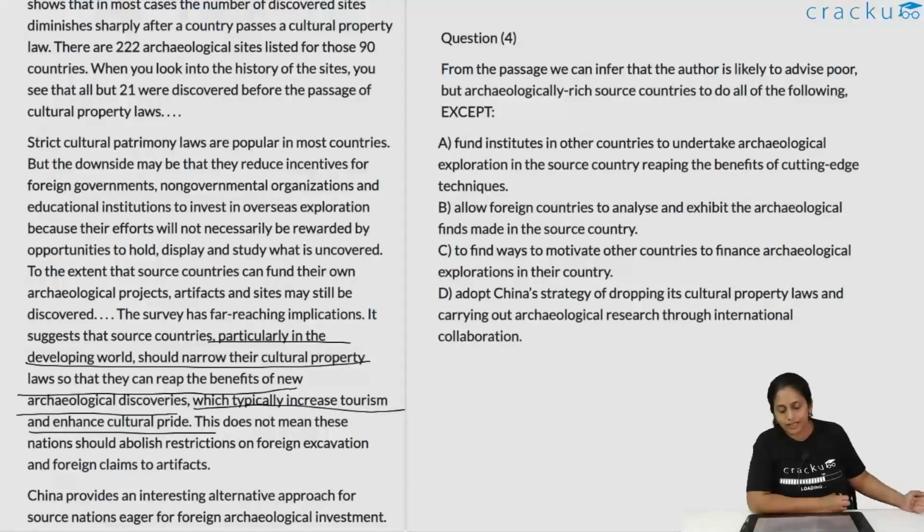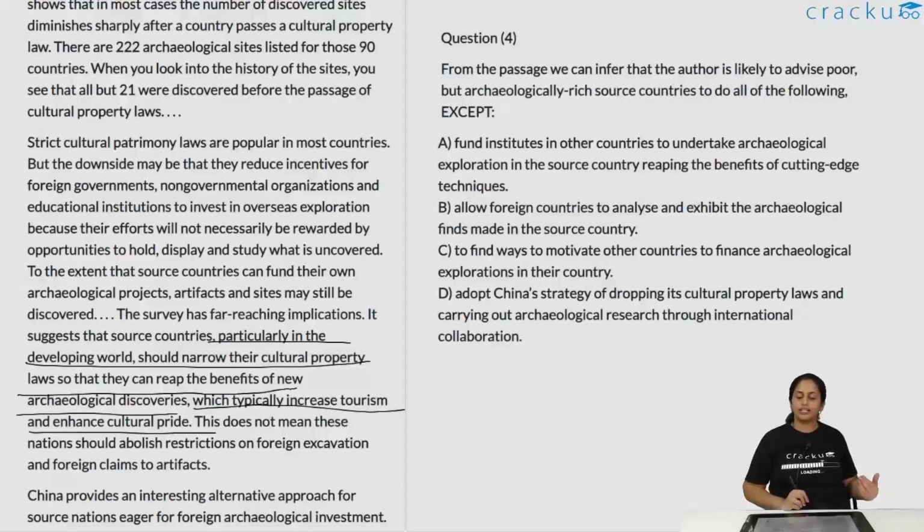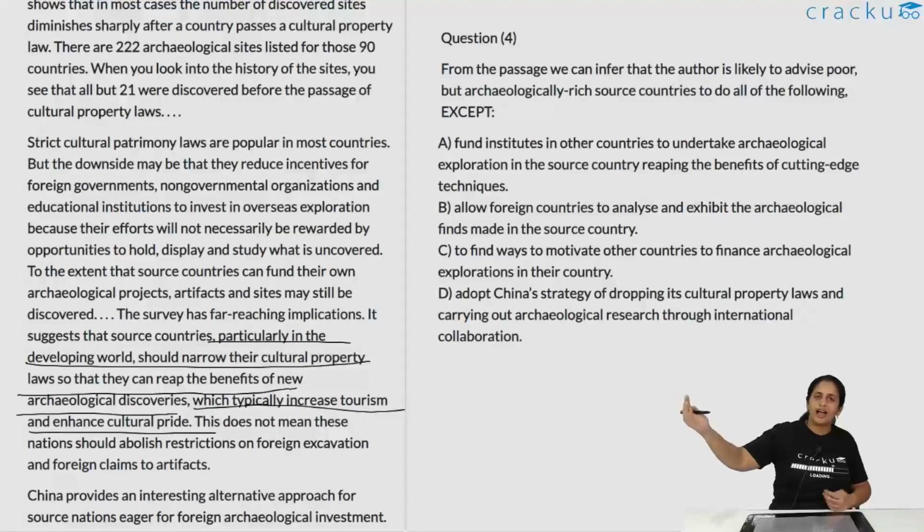The fourth question is, from the passage, we can infer that the author is likely to advise poor but archaeologically rich source countries to do all of the following except: fund institutes in other countries to undertake archaeological exploration in the source country, reaping the benefits of cutting edge techniques. Why would I fund another institute in some other country? If I wanted to fund, I would fund institutes in my own country.